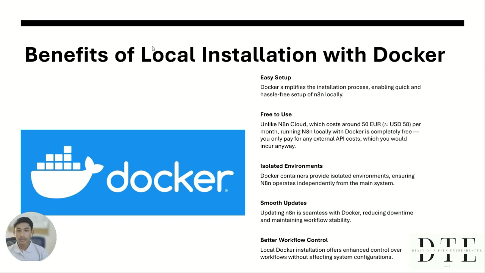Secondly, you've got full control. Docker keeps n8n in its own little environment on your device, so it's easy to manage and update without messing with the rest of your system. Third, it's faster and more private. Your workflows run on your own hardware and your data stays with you instead of being stored on n8n servers. And finally, there's no limits. You can run as many workflows as your computer can handle, and there's no limitations on how many workflows you can execute like there are on the various cloud plans.